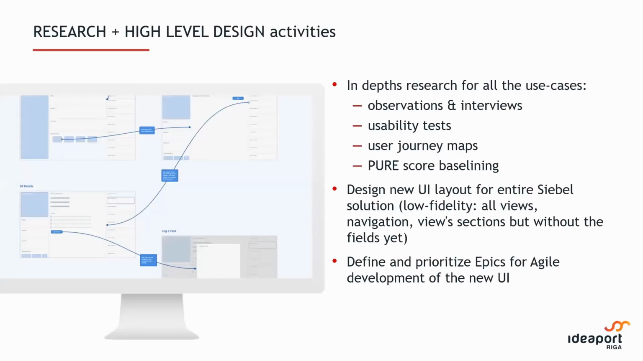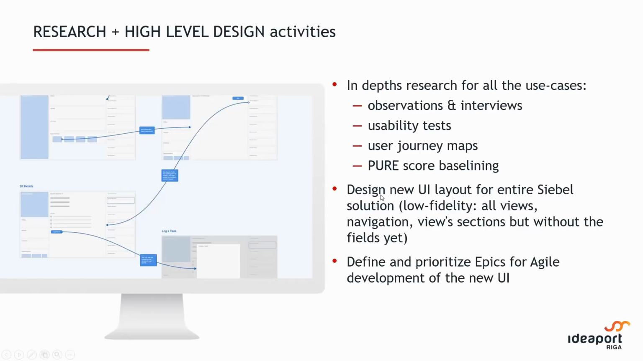With the high-level design, we do observations and interviews with the users in a show and tell format, when we sit with the users and spend 2 to 3 hours with them, maybe with 2 to 3 users per use case. Then we do usability tests, 1 use case with 5 users. All the findings we have, we collect into the user journey map, and to give us some quantitative evaluation of where we stand in terms of usability, we use the PURE method to do that.